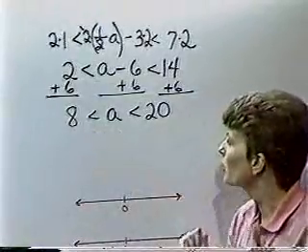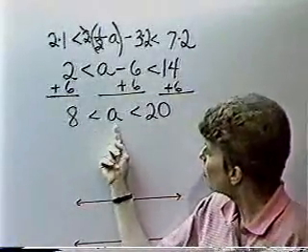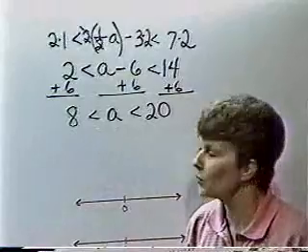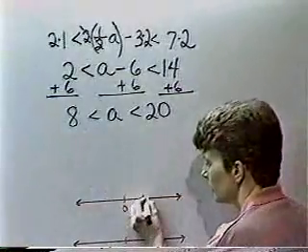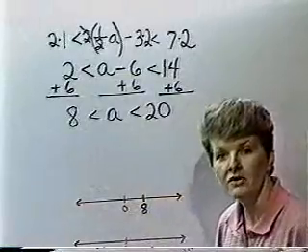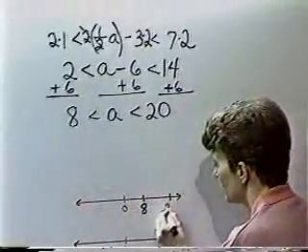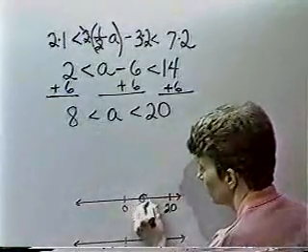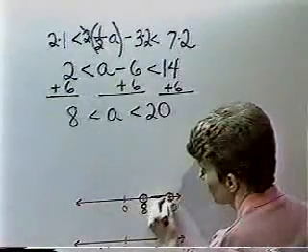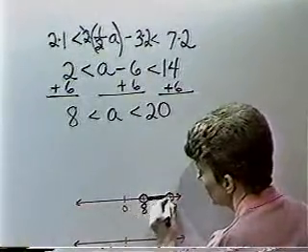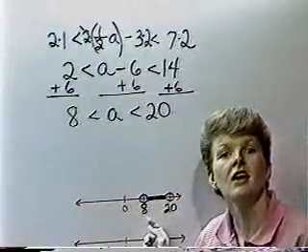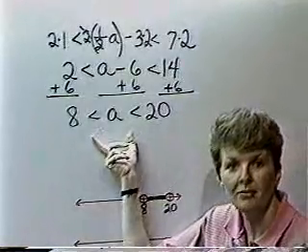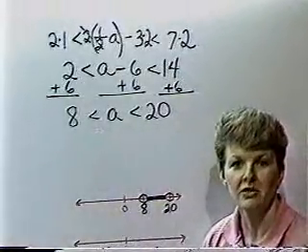Let's now graph the solution. This means all real numbers a greater than 8 and less than 20. So on the number line, here's 8 to the right of 0, and here's 20. I'll put open circles on 8 and 20. And the graph of the solution would be all numbers between 8 and 20, this time not including 8 and not including 20. So here's the solution to my compound inequality, and here's the graph of the solution.